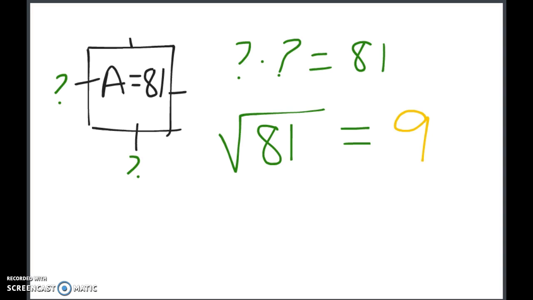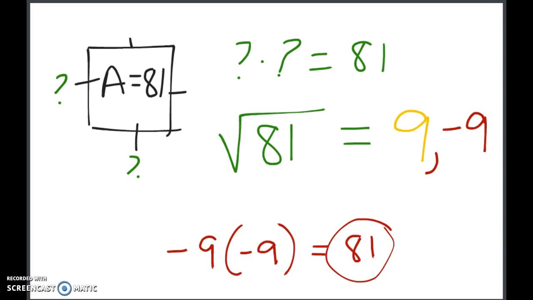Now there's actually another answer besides just 9 to the square root of 81. Can you think of another number times itself that equals 81 besides 9? The other number is negative 9. Because if I work that out, negative 9 times negative 9 is 81. Instead of writing 9 comma negative 9, I can write plus or minus 9. That means the positive 9 and the negative 9. So you can write it like that.